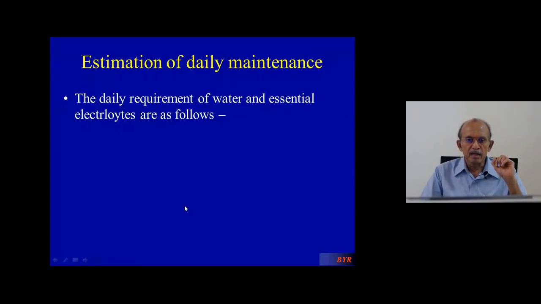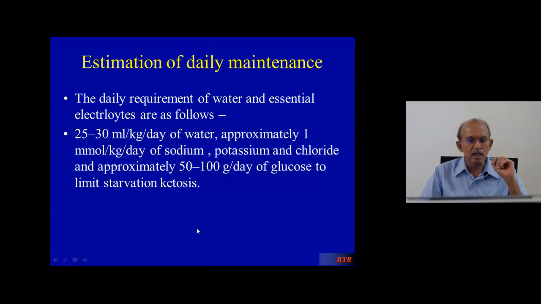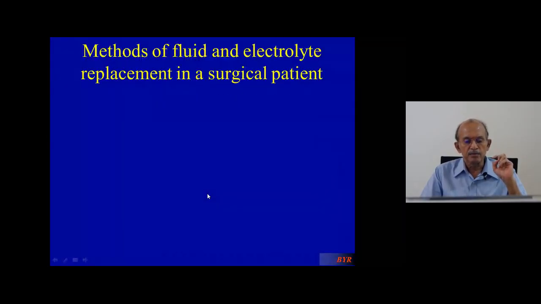Daily maintenance: the daily requirement of water and essential electrolytes is as follows. 20 to 30 ml per kg per day of water. That is approximately 1 milliequivalent per kg per day of sodium, potassium, and chloride, and approximately 50 to 100 grams per day of glucose to limit starvation ketosis. So these are the things that are required.